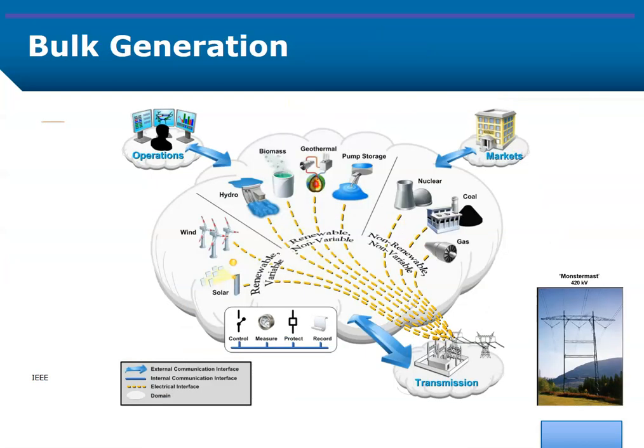Bulk generation, as I said, in Norway we have a lot of hydropower, but we can divide it mainly into renewable and variable, such as solar and wind. We have the renewable non-variable systems, as I said, hydro, biomass, geothermal, and pumped storage. And then we can divide it into the non-renewable, non-variable, such as nuclear, coal, and gas. And all this has to be operated, of course, and also markets.